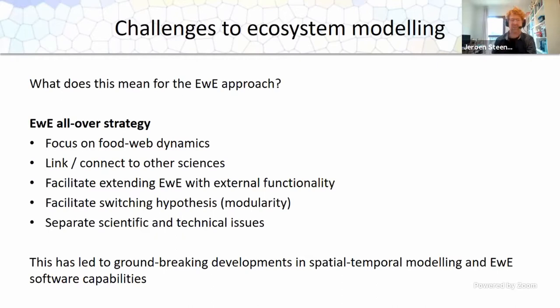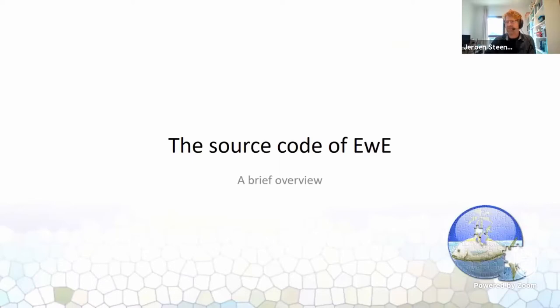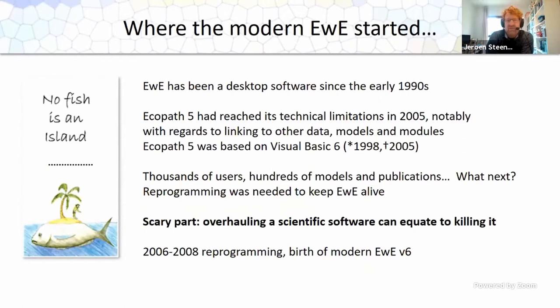So now bear with me. We're going to get technical to the source code. I came on board around 2005 with the modern Ecopath with Ecosim. And at that point, Ecopath had been a desktop software since the early 1990s, but it had reached its technical limitations, most notably when it comes to working with other models. On top of that, Ecopath 5 was based on Visual Basic 6. That was going to be deprecated in 2005, and that was not very great.